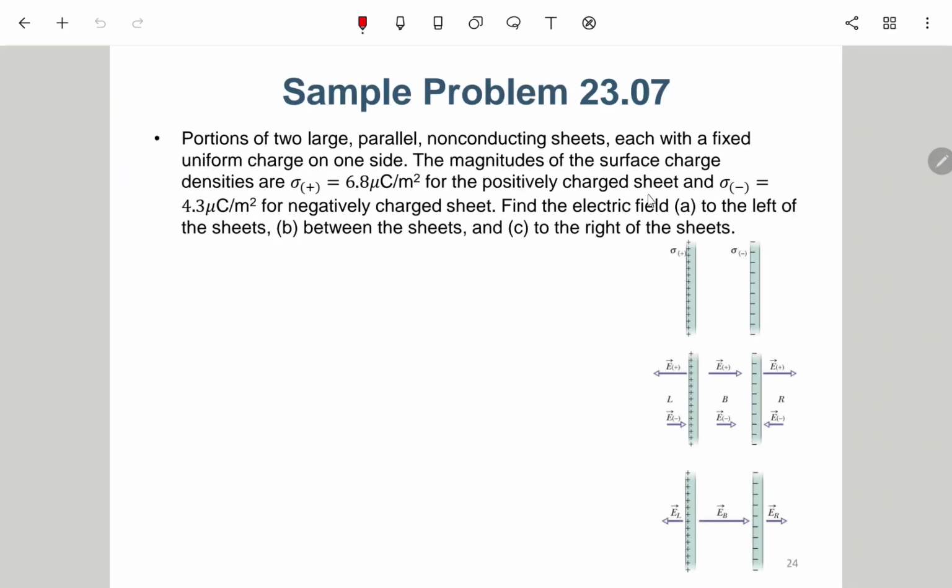Okay, so here let's see a sample problem. It says a portion of 2 large parallel non-conducting sheets, each with a fixed uniform charge on one side. The magnitudes of the surface charge density are sigma plus for the positive charge sheet and sigma minus for the negative charge sheet. Find the electric field to the left of the sheets, between the sheets, and to the right of the sheets.